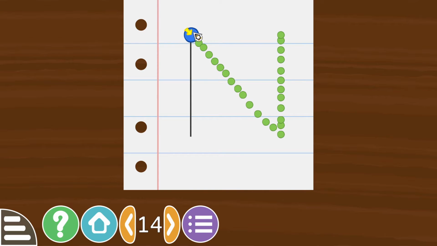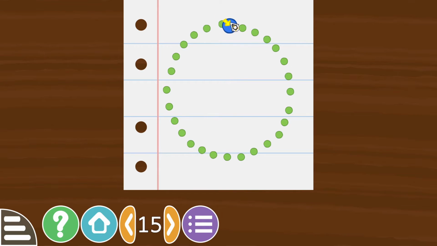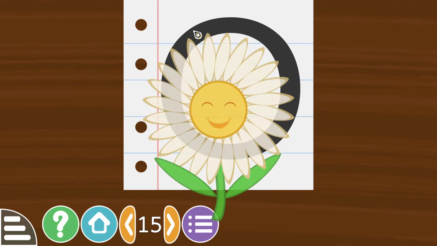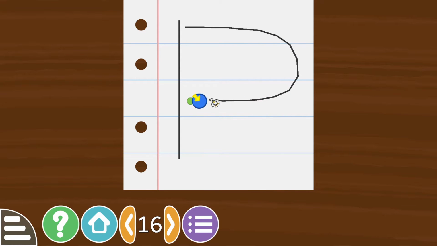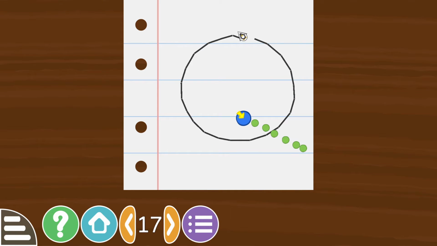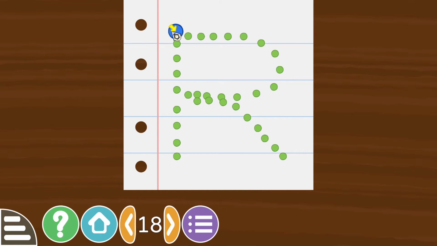N has two vertical lines and a line from the top left to the bottom right. An O is a big circle. A P is like a D with a vertical line on the left hand side, but the curve that comes out starts at the top and meets back into the middle. A Q is a circle similar to an O with a dash in the bottom right hand corner going from the inside of the circle to out.